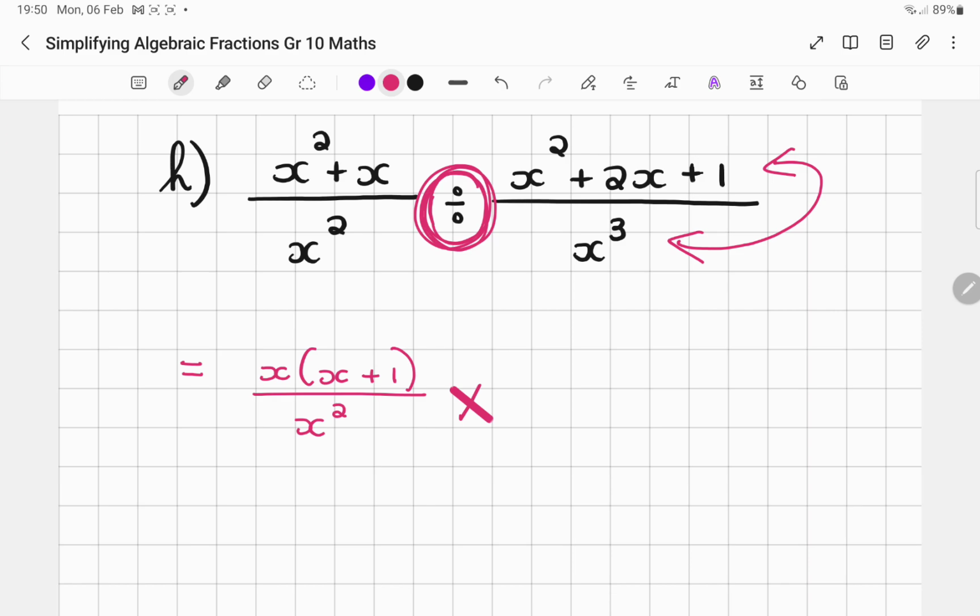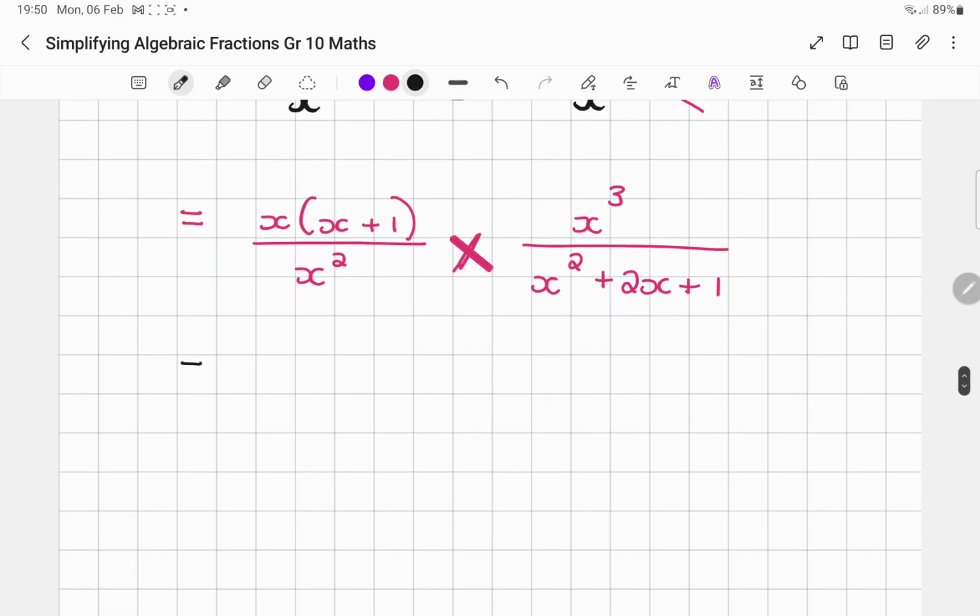Okay, so the fraction after the division sign that we change into a multiplication sign is going to tip. Whatever was at the bottom goes and stands at the top, whatever was at the top goes and stands at the bottom. All right, not so bad. Now we're going to just further factorize, and then the fun of cancelling out starts.